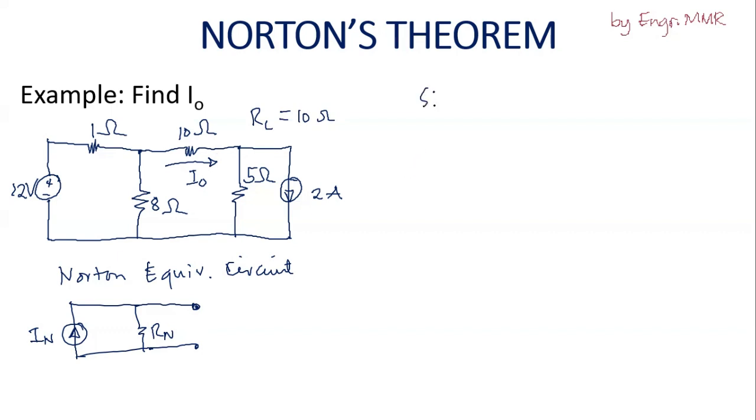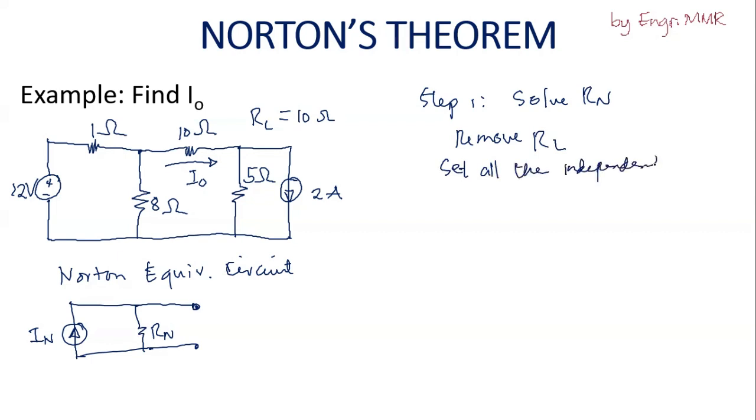So the first step is to solve RN. In solving for RN, we need to remove the RL and leave the terminals open. Then set all the independent sources, a current source and a voltage source, to 0.